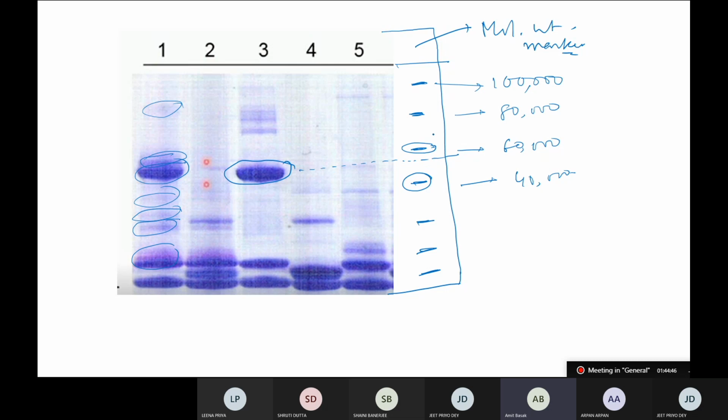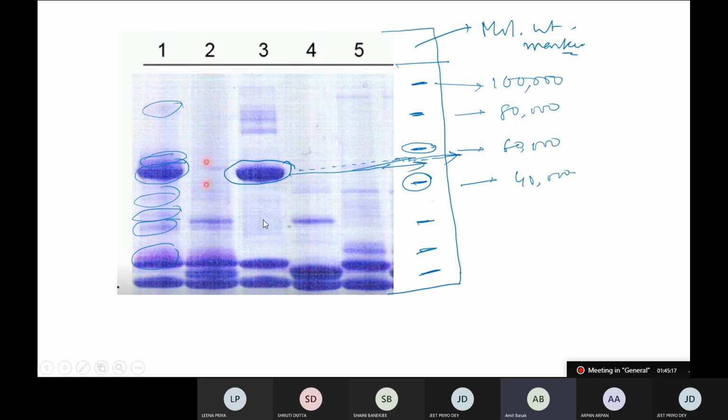Actually, this is a logarithmic scale. It is not like that. This is basically what is called a logarithmic scale. But at this point, you can just tell that the molecular weight of my protein is above 40 but less than 60, because it is in between 40 and 60. That's how you get an idea of the molecular weight of your target protein.